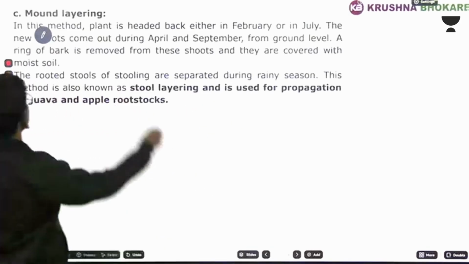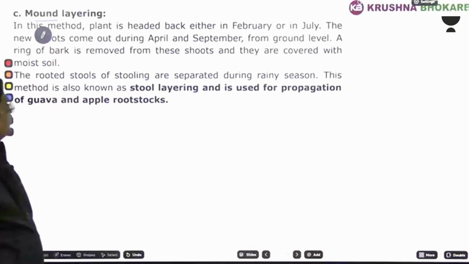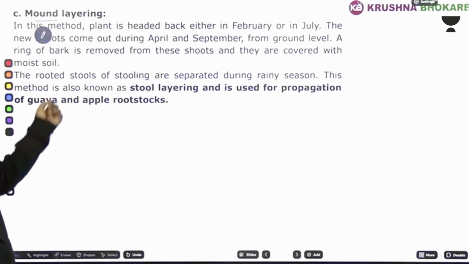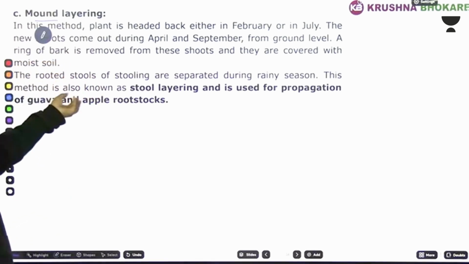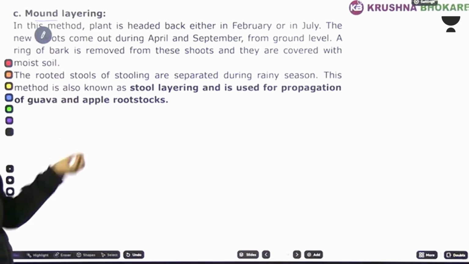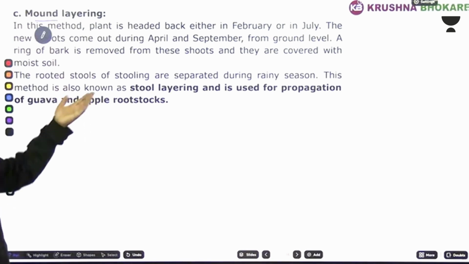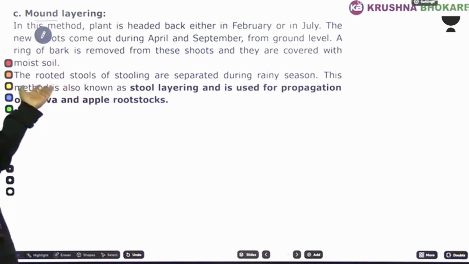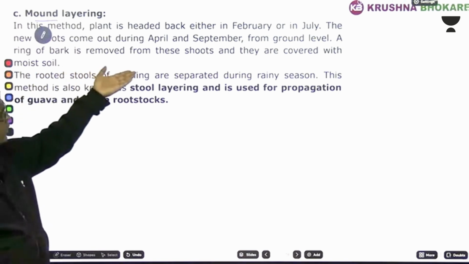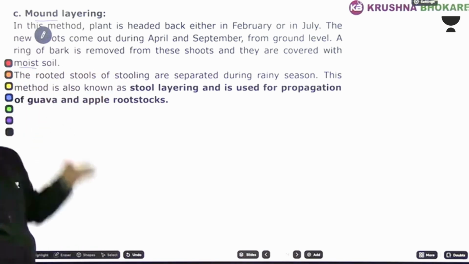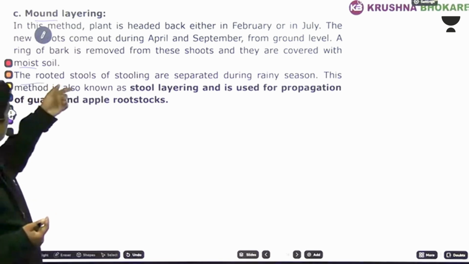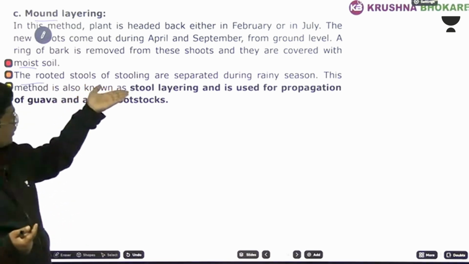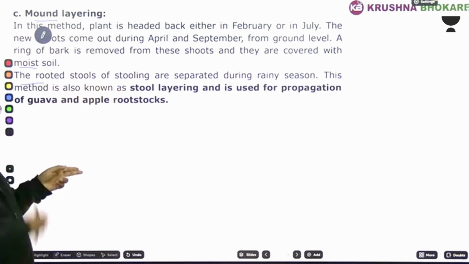The next type of layering is mound layering. In this method, head back either in February or in July, new sprouts come out, जो नए sprout आ जाते हैं ना branches के. What we are doing, October, depends upon plant to plant, and the bark is removed. These shoots are then covered with moist soil, mostly after bark removal. Then these rooted stools or stalks are separated during the rainy season.